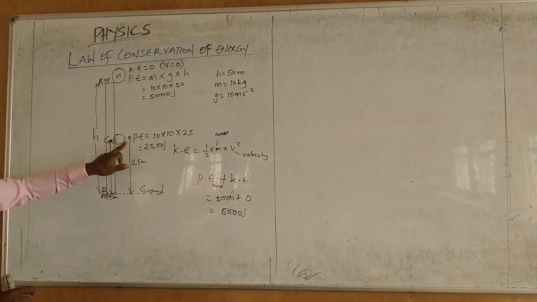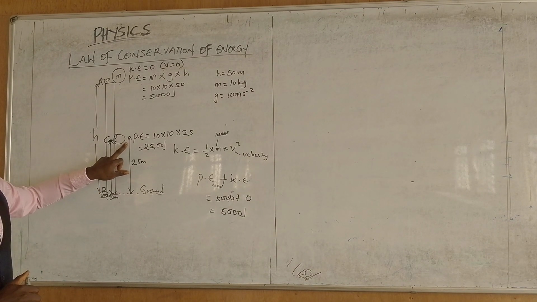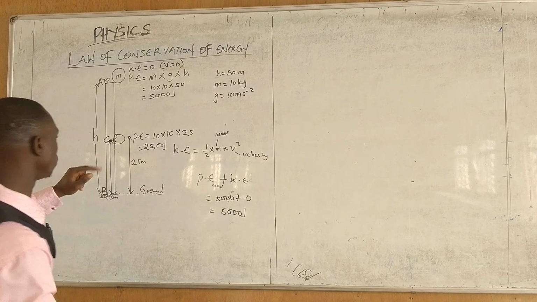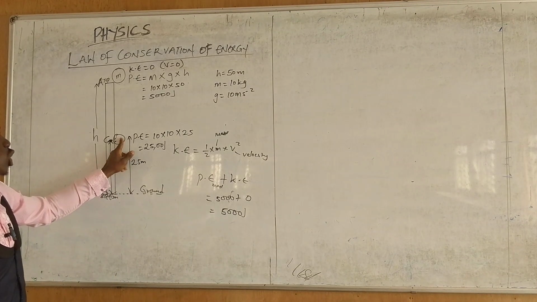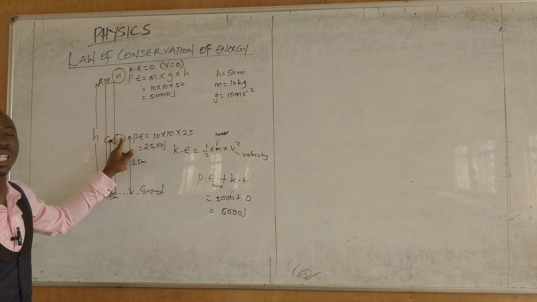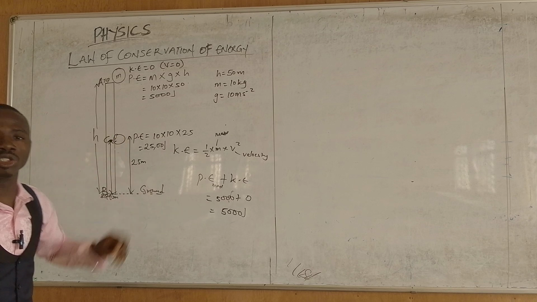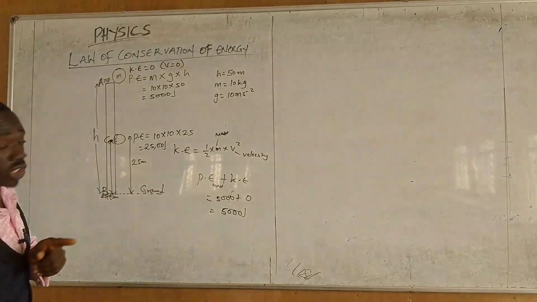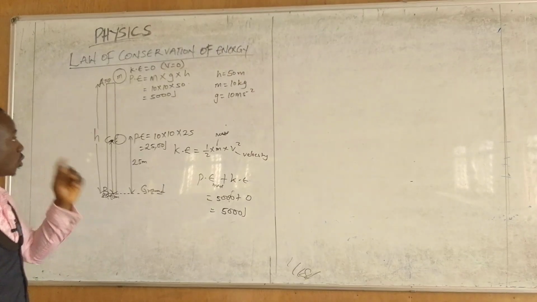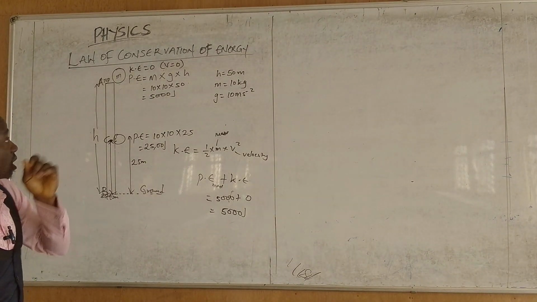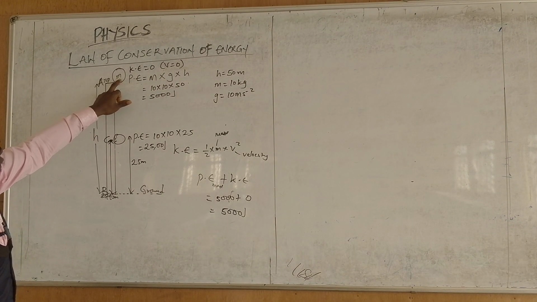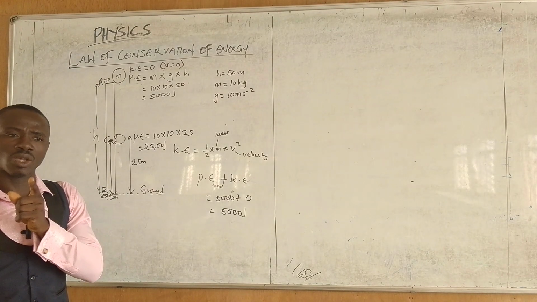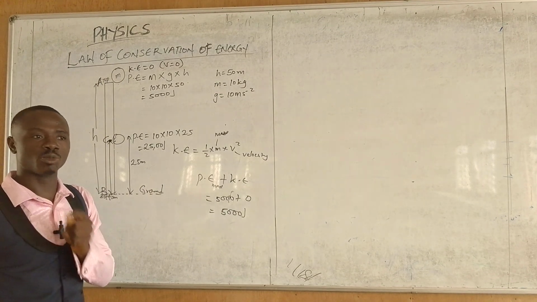But does that mean that the total energy we have at point C is 2,500? The answer is no. The total energy we have here must also be 5,000 joules. That's in accordance with the law of conservation of energy. What the law of conservation of energy is trying to say is that if the energy at the top here is 5,000, the energy at every other point must be 5,000. It must not increase and it must not decrease.